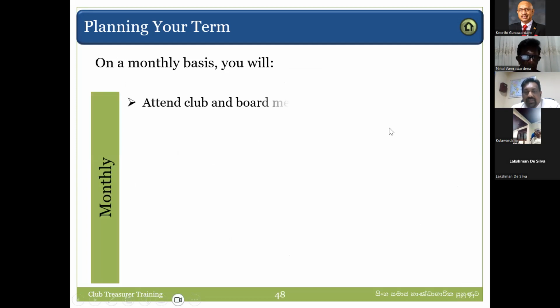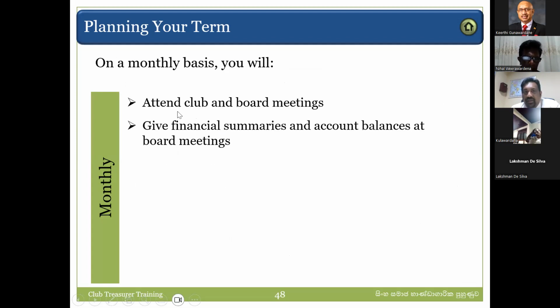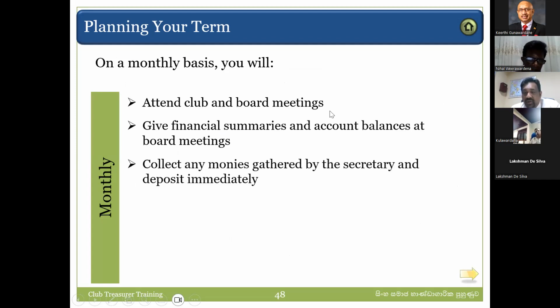On a monthly basis, attend the club and board meeting, because it is very important for you to attend the board meeting, especially because that is the place where all decisions are taken. As a treasurer, you have to be available, because otherwise the board will not be able to take financial decisions. They need a lot of information, and also instructions will be given there. So you must attend the board meeting.